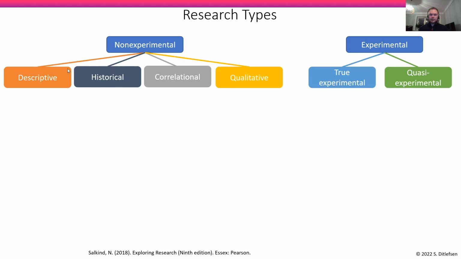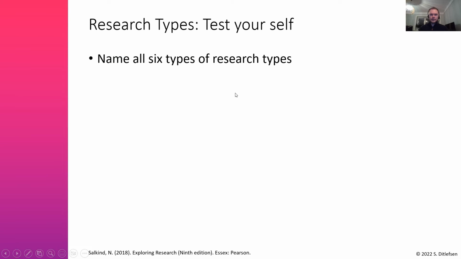After this presentation, you should be able to say what is the difference between descriptive and historical, descriptive and correlation, and descriptive and qualitative. What is the difference between true experimental and quasi-experimental? What is the difference between correlation and qualitative? These are something you should be able to answer. And when you come up with your research, you should be able to put your research inside one of these baskets. So let's start.